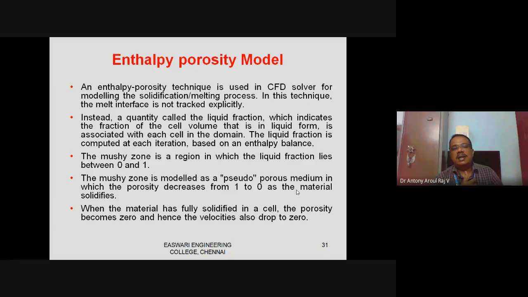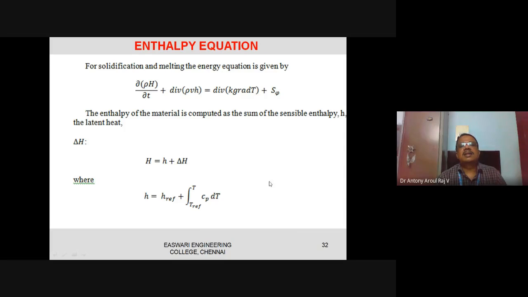So the velocity also will be dropping to 0 when the material is solidifying. All these things are given in this material itself. And this is the energy equation. This equation is very familiar to you. This is a transient term, this is the convection term, this is the diffusion term, and this is the source term. This equation will be used for a three-dimensional problem.